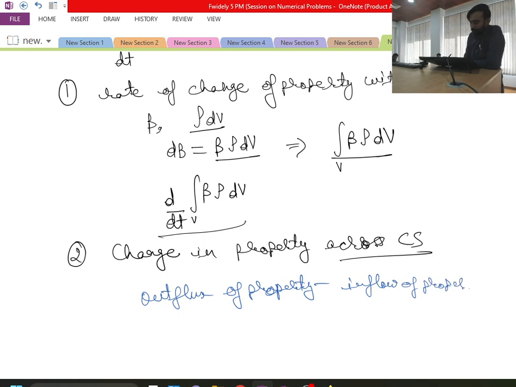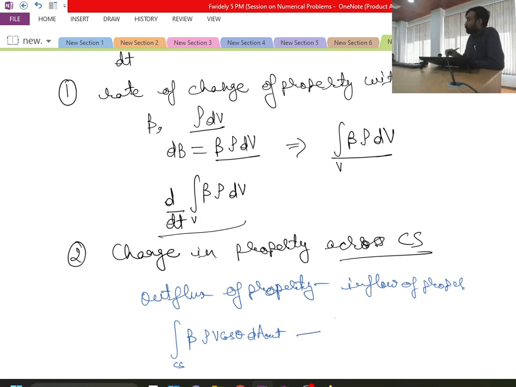So outflow, for an elemental area, just now I have shown you that it is nothing but beta rho V cos theta times dA out. And if I have to find it for the finite sized area through which it is going out, then I have to take integration of this over the control surface. Fine, all are fine with this.